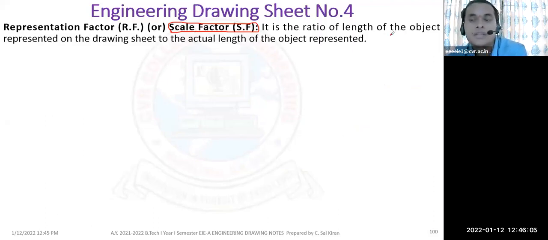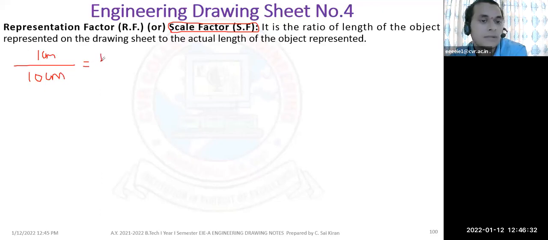It is the ratio of the length of the object represented on the drawing sheet to the actual length of the object. So on the drawing sheet, I'm drawing 1 centimeter, but actually it is 10 centimeters. Example: actual size is 10 centimeters, but on the drawing sheet I'm converting 10 centimeters to 1 centimeter. So what happens? 1 by 10.